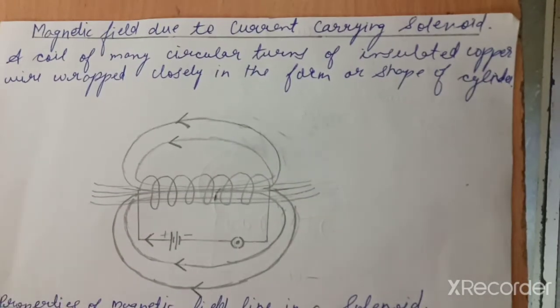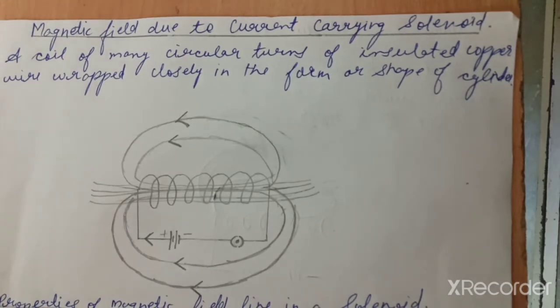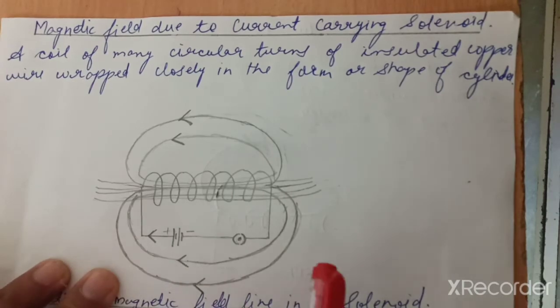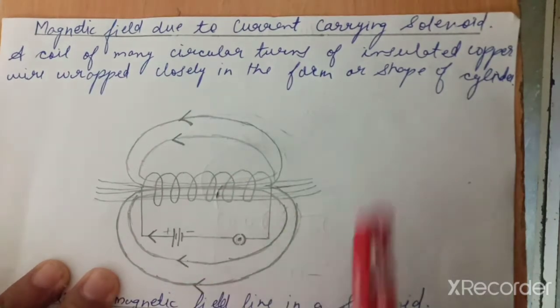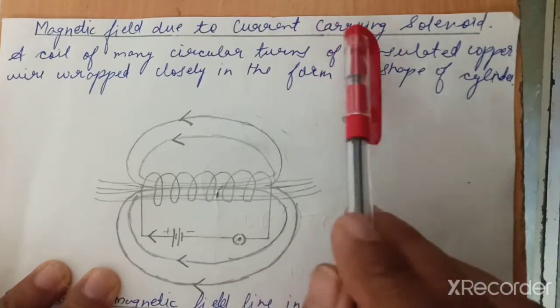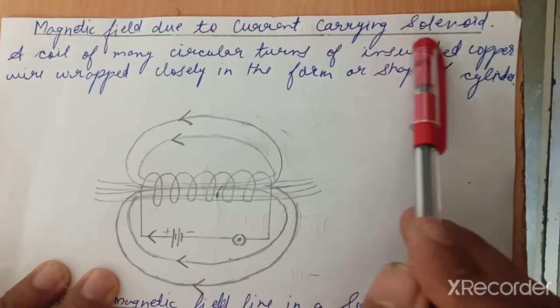Now, previously we have studied the Oersted experiment. What is the meaning of the Oersted experiment? What he showed is that a current carrying conductor always has a magnetic field. Whenever we pass a current through any copper wire, a magnetic field is generated around it. Today we are studying the magnetic field due to a current carrying solenoid.